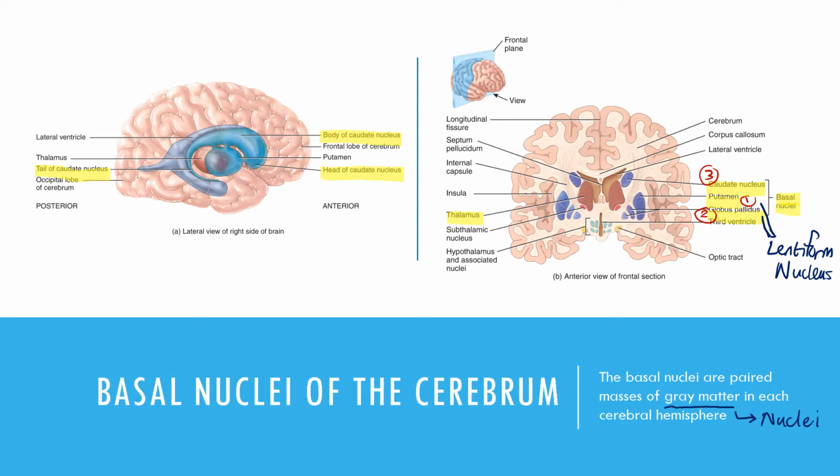Now, a major function of the basal nuclei is to help regulate the initiation and termination of movements. So we'll put this in here. Big function is the initiation and then termination of movements, so the starting and stopping.